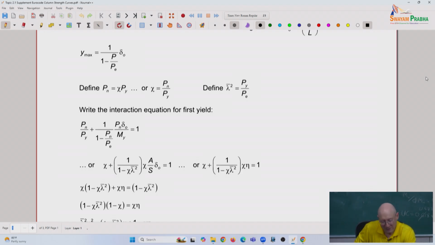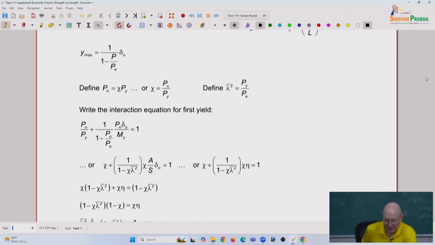So now let's replace Pn over Py by chi, and then within the amplifier, we're going to write that in terms of chi and lambda bar squared for Pn over Pe. And then for Pn delta naught divided by My, we can make substitutions and replace that algebraically by chi times the ratio of the area to the elastic section modulus times delta naught.